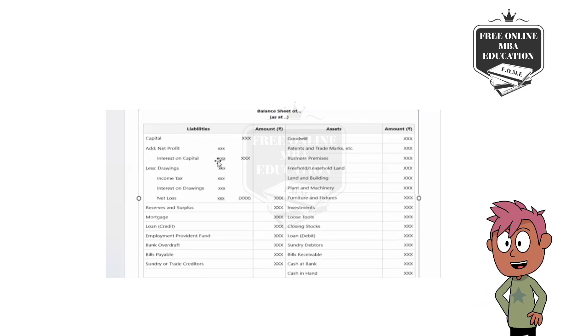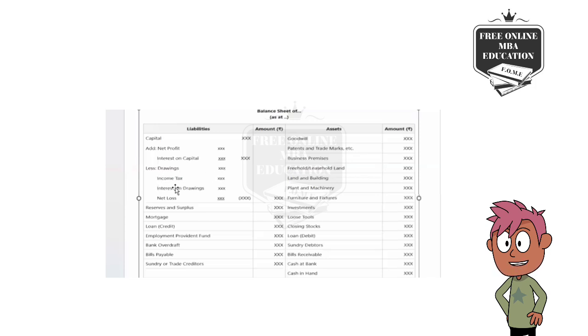Interest on capital would be there. Then we are going to minus out drawings. That means whatever we have withdrawn from the business, we are going to remove it from the business. So if we get profit, we are going to add profit. If we get interest, we are going to add interest. If we get drawings, we are going to minus it.